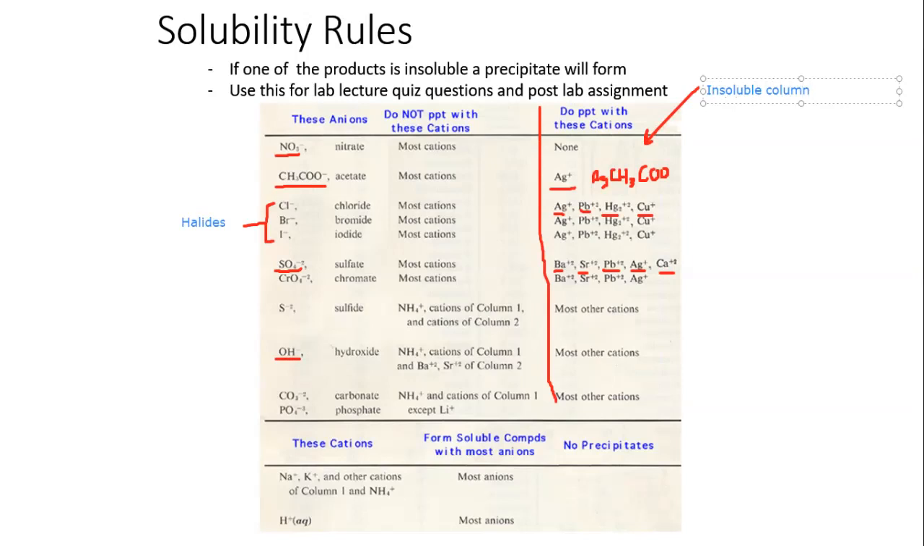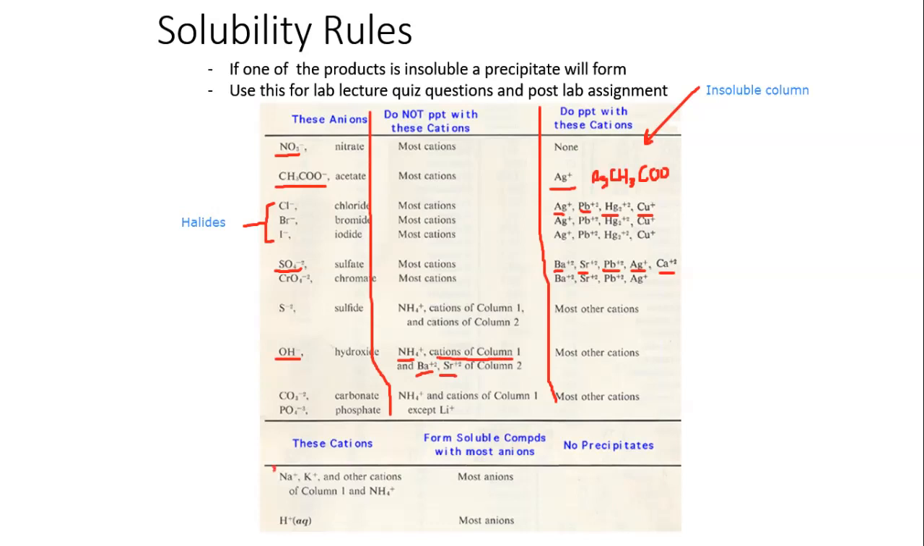So everything on this side generally are insoluble. Everything in the middle column are soluble columns. So these are the cations that are soluble. And so you see for hydroxides, ammonium cations in group 1 and barium, strontium in group 2 are soluble hydroxides. So this is how you interpret this solubility table.